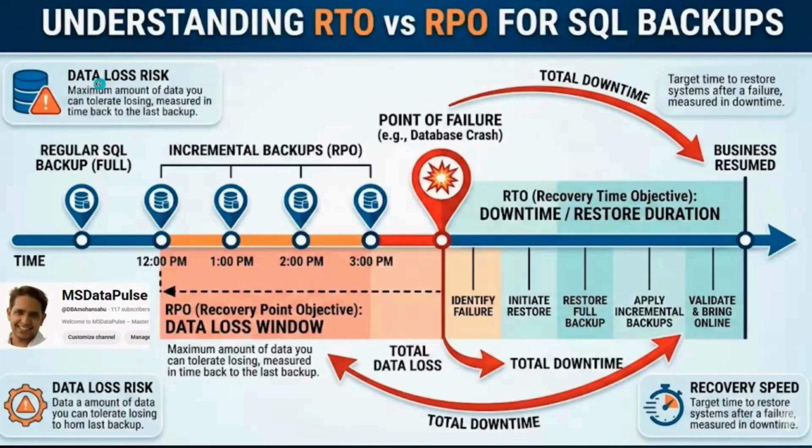So here you can see this is our regular full backup, then incremental backups, and at this time, if your database crashed, then this red line you can see, this data we can lose, and this will be our recovery point objective. And the recovery time objective is this one, the time taken to restore the database. So that is called the RTO.